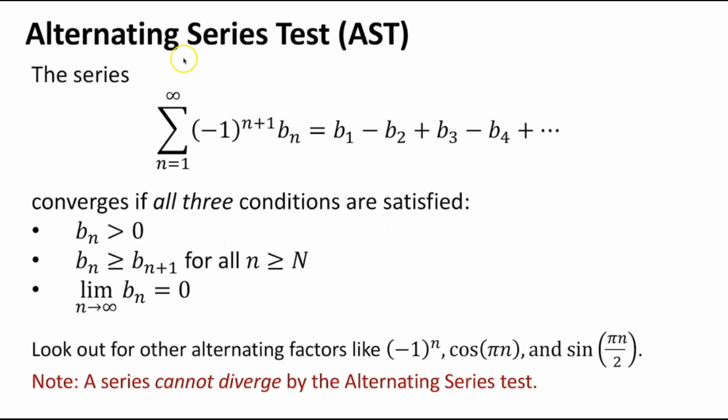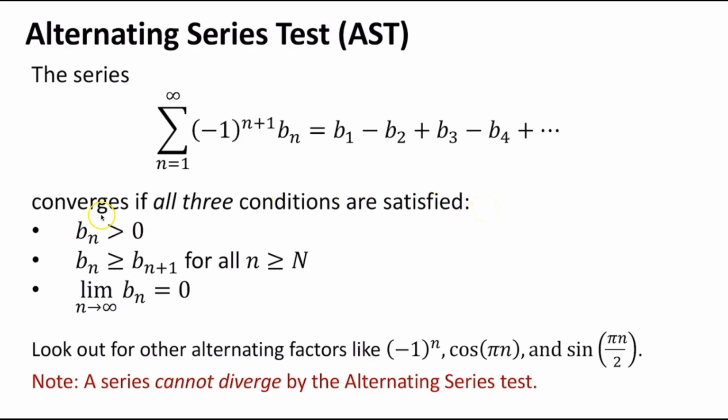Alternating series test. Let's jump into it, the alternating series test, or AST. The series, the sum of n equals 1 to infinity of (-1)^(n+1) times b sub n, which in expanded form looks like b sub 1 minus b sub 2 plus b sub 3 minus b sub 4, and so on, converges if all three conditions are satisfied.